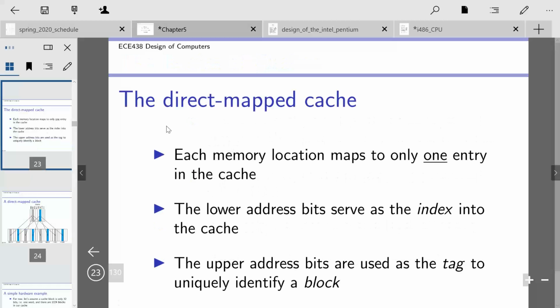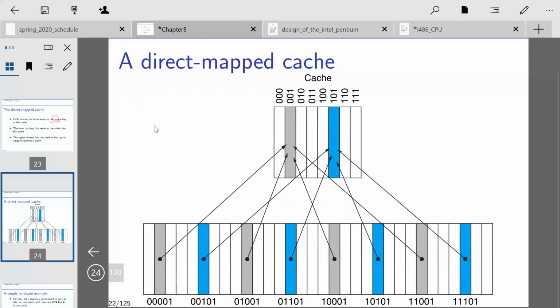All right, so the direct map cache is the simplest cache to design, simplest in hardware. Each memory location maps to only one entry in the cache. I've got a diagram that talks about this. So the lower address bits serve as the index into the cache, and then the upper address bits are used for the tag to uniquely identify a block. Let's look at a diagram before we get too ahead of ourselves.